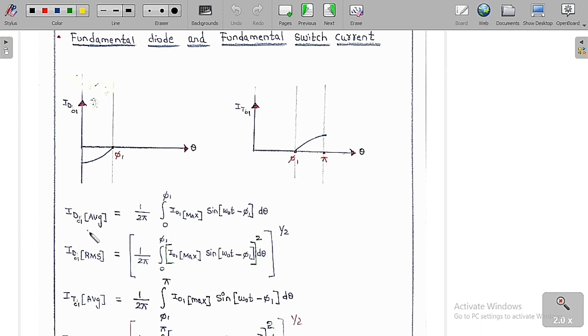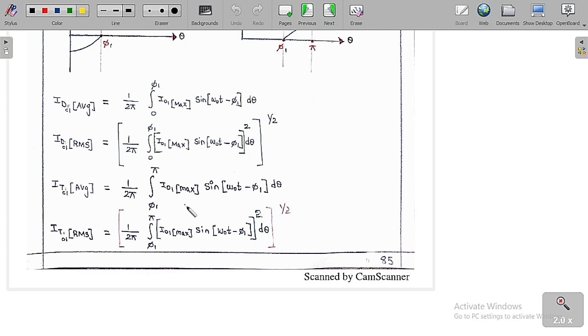If you want to find the average value of the fundamental component of the diode current, it is 1 by 2 pi integration from 0 to phi 1 of the fundamental output current, which is I naught 1 max sin(omega naught t minus phi 1) d theta. The RMS value of the fundamental component of the diode current is under root of 1 by 2 pi integration from 0 to phi 1 of (I naught 1 max sin(omega naught t minus phi 1)) whole square d theta. You are going to get it like this.